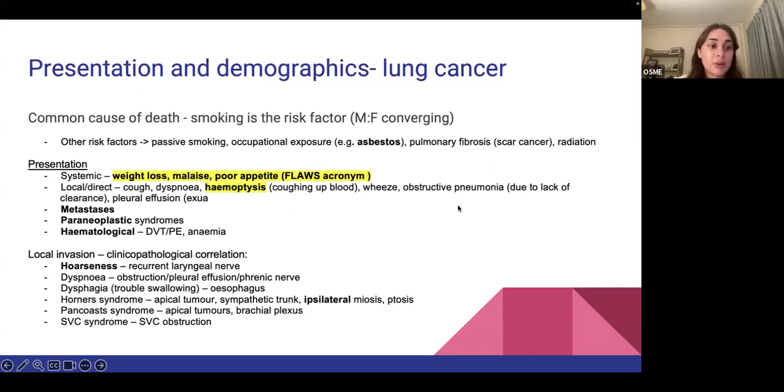So in terms of how they present, they'll have systemic symptoms. So these are the B symptoms that you would have covered in MedEd with your 6th year tutors. And I like to use the FLAWS acronym for thinking about these B symptoms. So these would be fever, lethargy, appetite loss, weight loss, and night sweat. So S being sweat, but realistically it's night sweat.